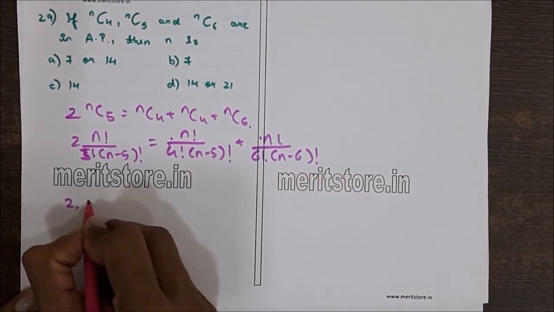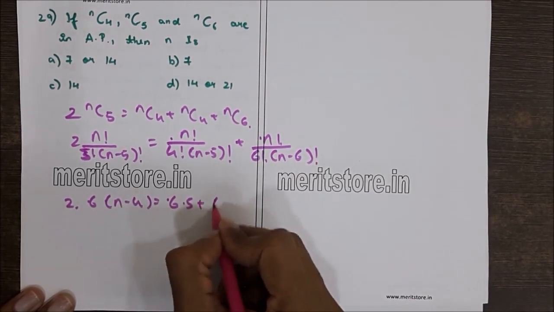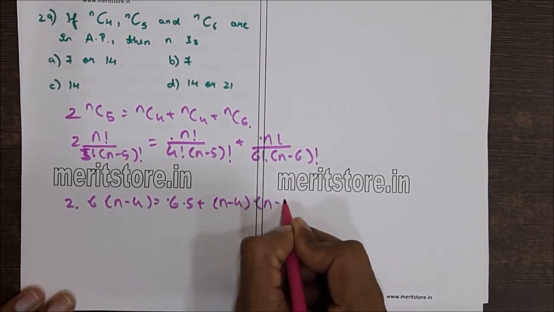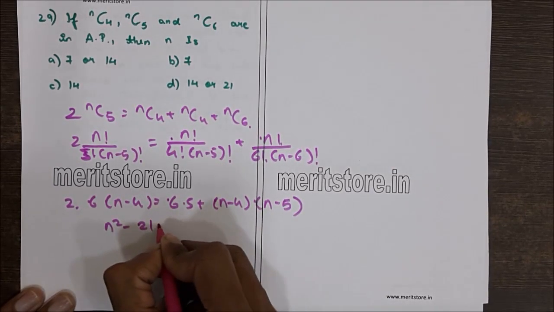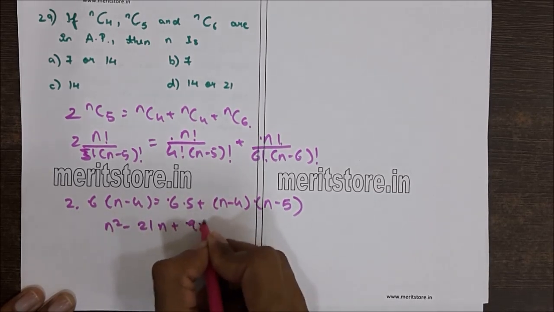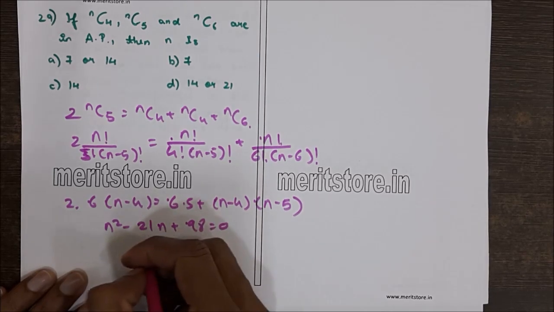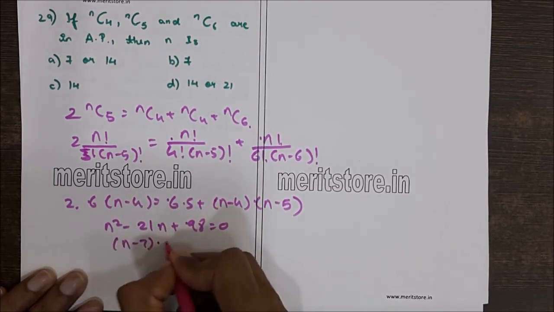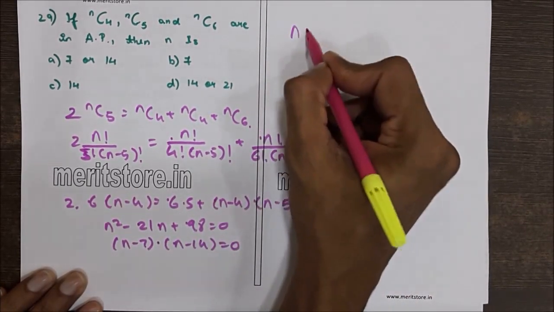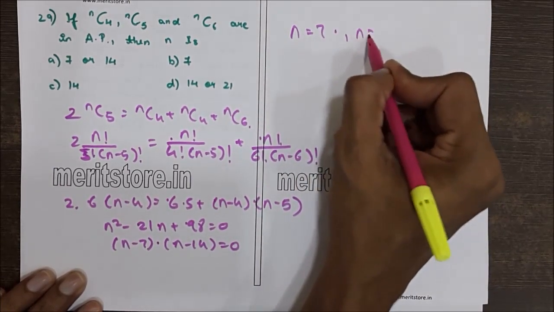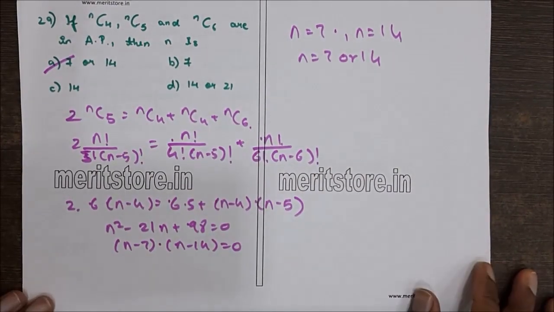Further solving this, we get 2 into 6 into n minus 4 equal to 6 into 5 plus n minus 4 into n minus 5. Solving this, we get n square minus 21n plus 98 equal to 0. Solving this, we do factorization of this equation. We get n minus 7 into n minus 14 equal to 0. So we get the answer as n is equal to 7 or 14, which is our option A. Therefore, option A is the correct answer.